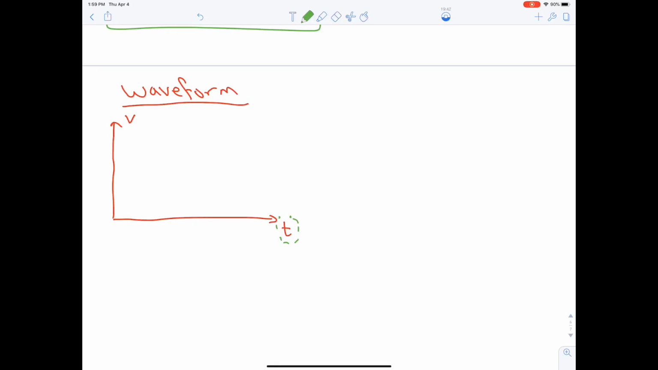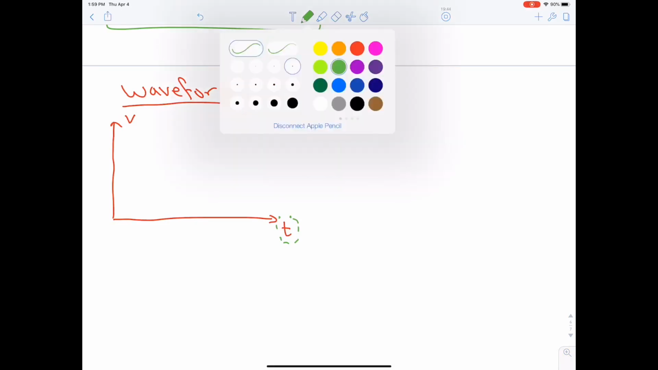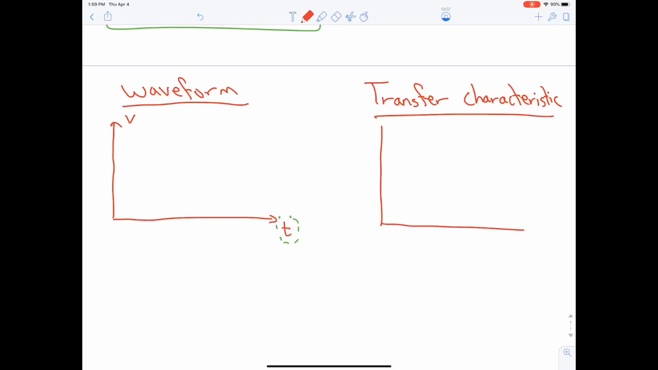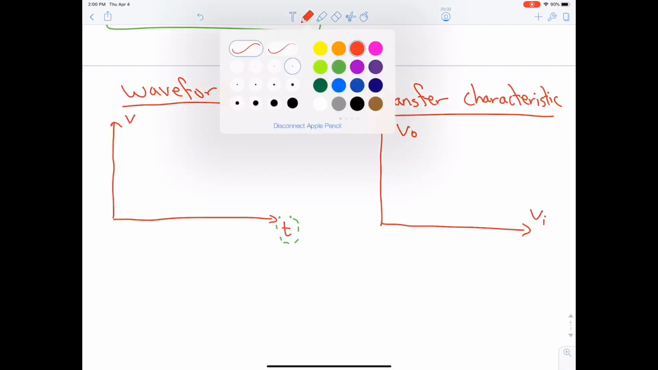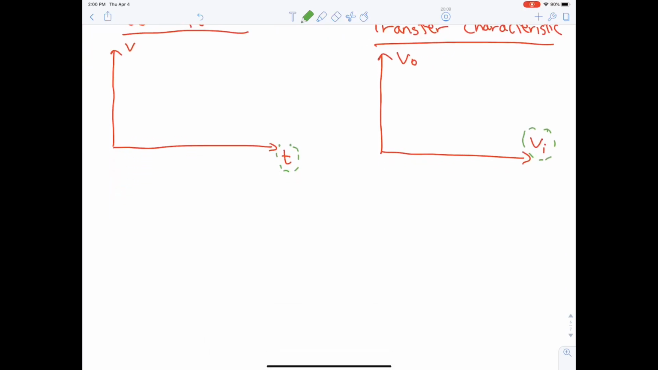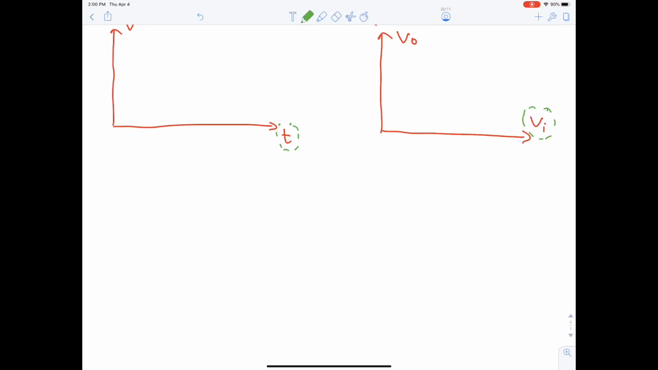Moving on to the transfer characteristic. It's V output with respect to V input. It's necessary to put V input on the x-axis. Okay.